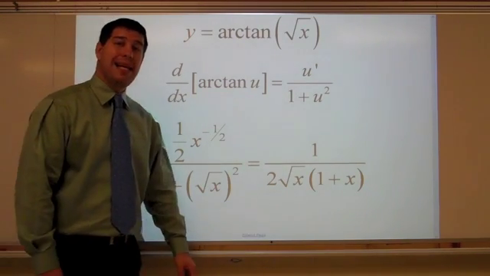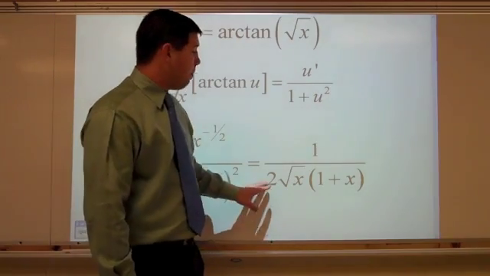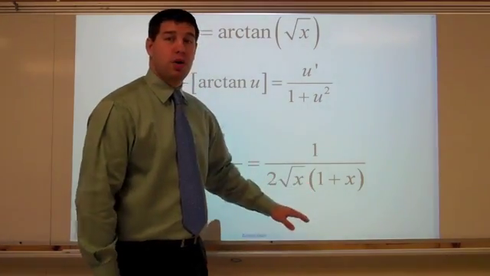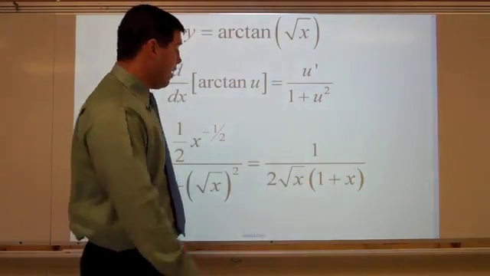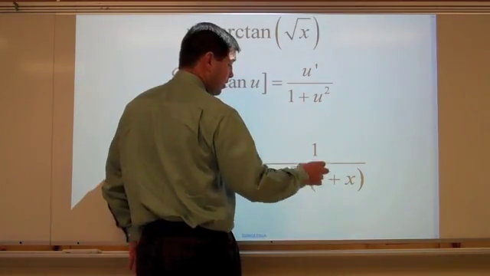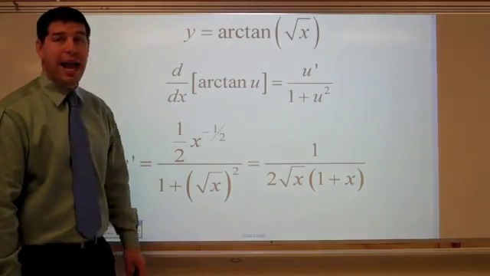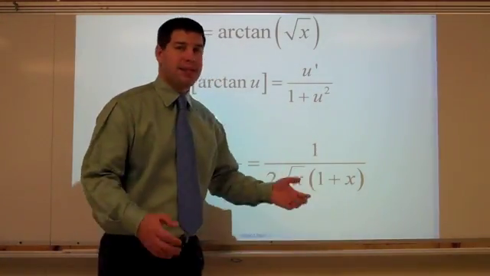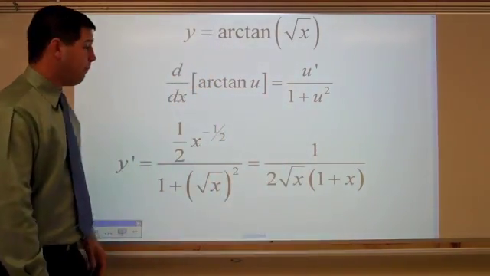You may see some books distribute this through, or some multiple choice tests, making this 1 over 2 square roots of x plus 2x to the 3/2. They distribute that through the parentheses. Either way, it's still an equivalent form.